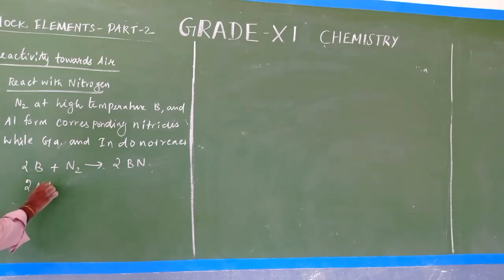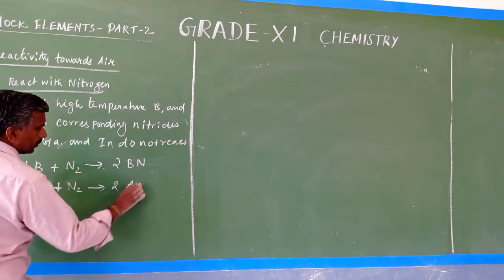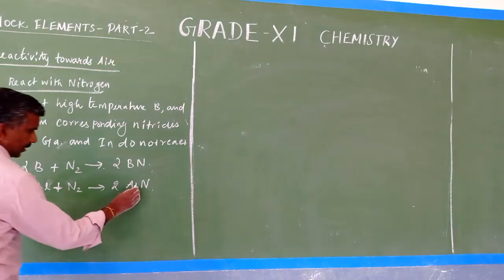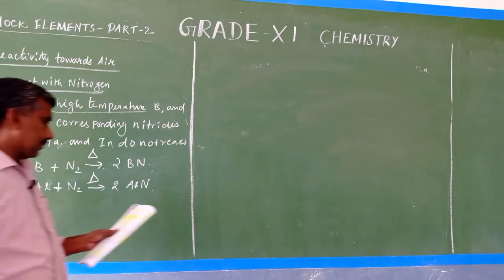Boron reacts with nitrogen to form boron nitride. Aluminum reacts with nitrogen to form aluminum nitride. Nitrogen is present in air, but very little. Only at high temperature do boron and aluminum react to form the corresponding nitrides, but gallium, indium and thallium do not react.